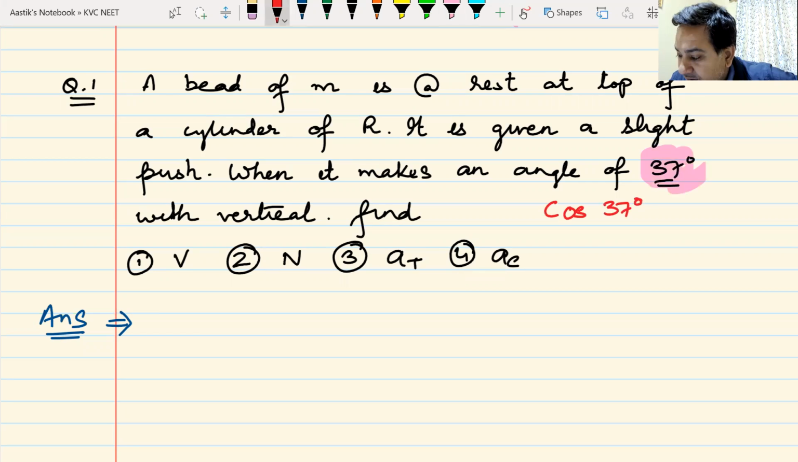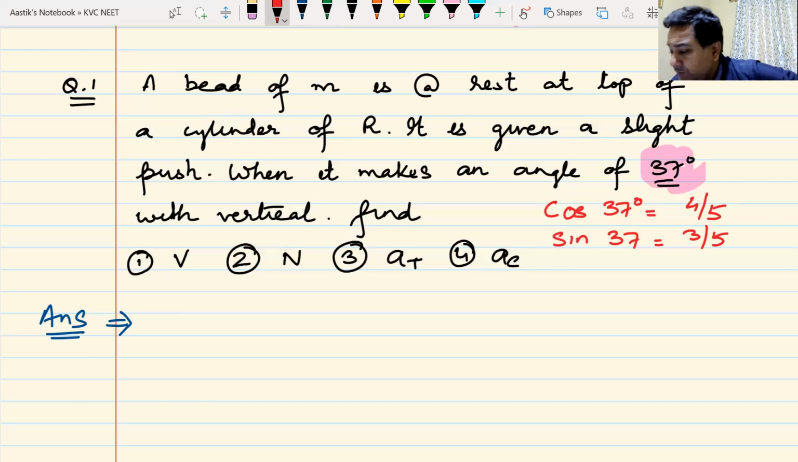Cos of 37 degrees is 4 by 5 and sine of 37 is 3 by 5. Okay? Do you all understand this? Okay, you just need to put the values and get the answer.